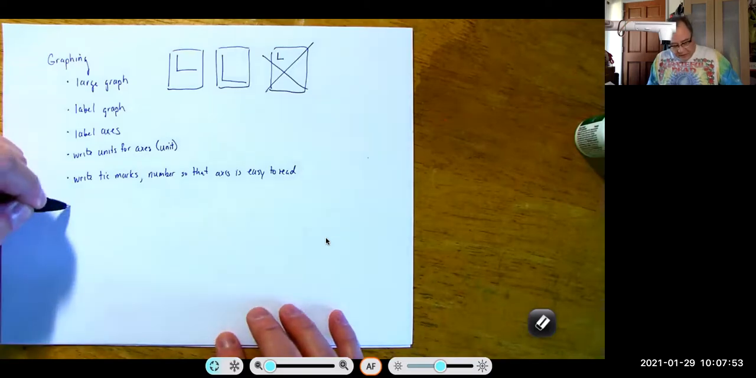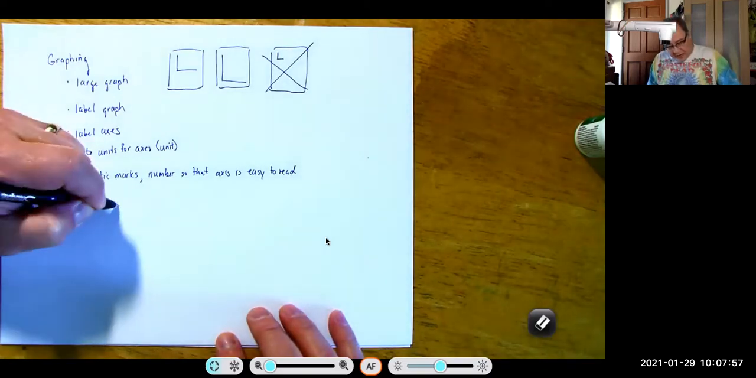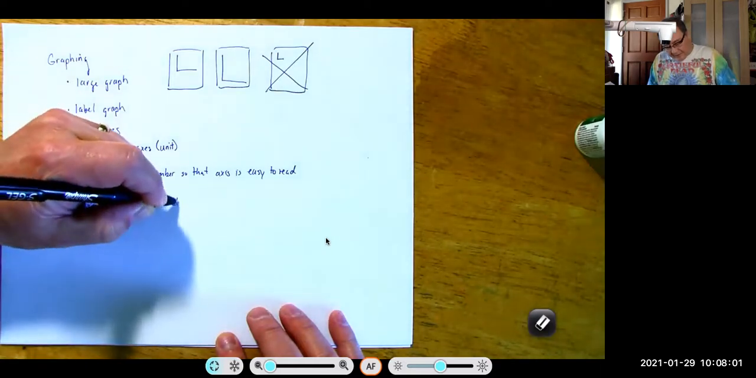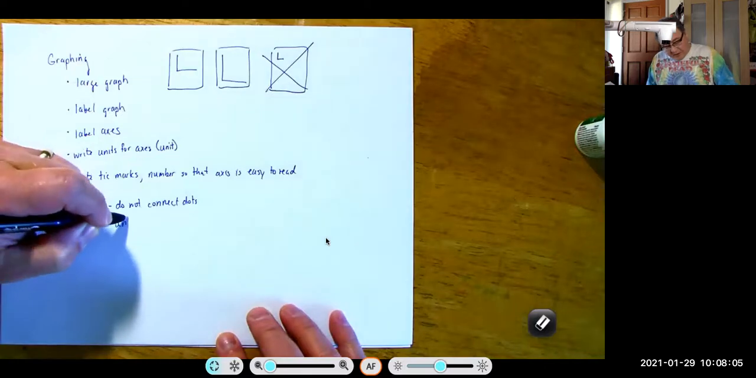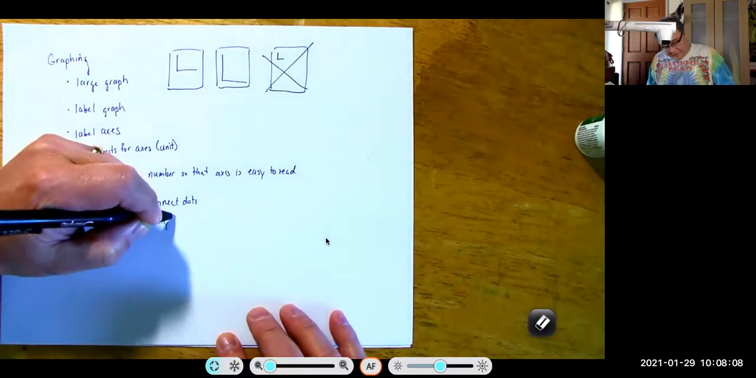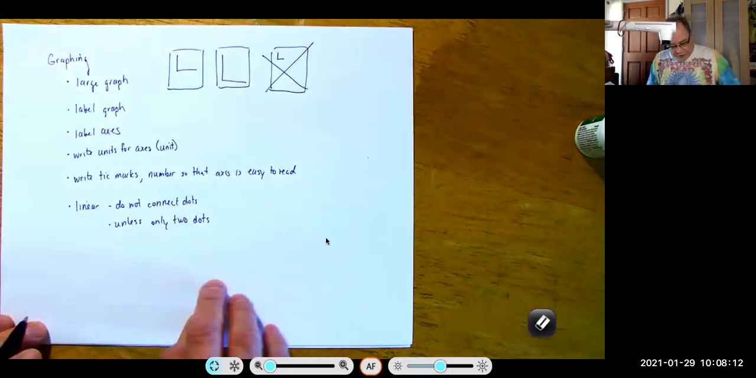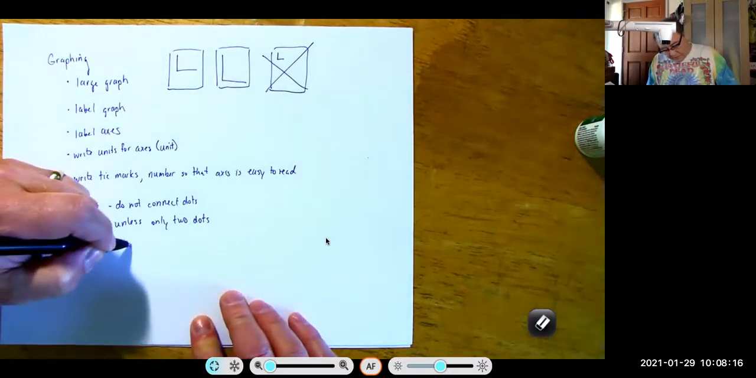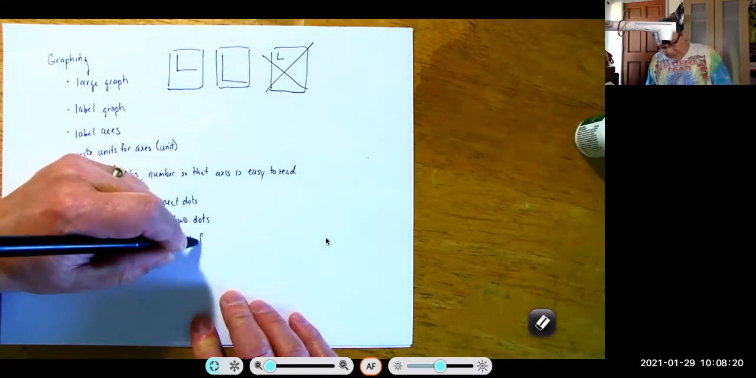Okay, now for a linear graph, you do not connect the dots unless there's only two dots. What you do is you draw a line of best fit. And it's a straight line.